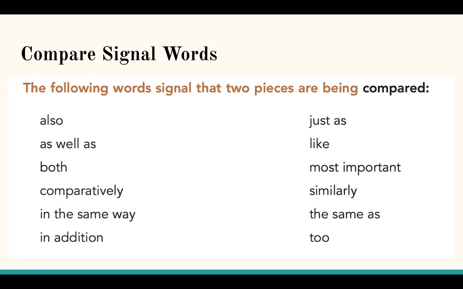So what's nice about compare and contrast is they always use signal words. So you always know that you're looking at compare and contrast. So comparison signal words are different from the contrast signal words. And you can look at the comparison signal words on your screen.